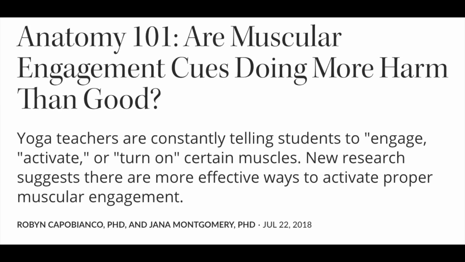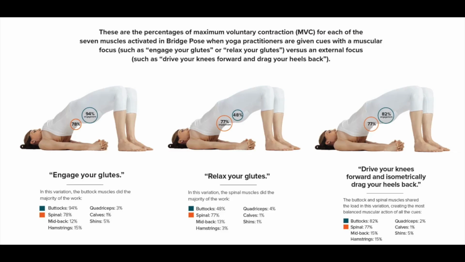This is an article by a fairly well-known biomechanist yoga teacher named Robin Capobianco, who did a lot of studies of cueing and how it altered different sort of verbal internal cueing and how it altered the body. And she's asking here, are muscular engagement cues doing more harm than good? So in terms of activating what she's calling proper muscular engagement. And next slide is an example of 3 different kinds of cueing in bridge pose and how they create different outcomes in terms of percentage of engagement.